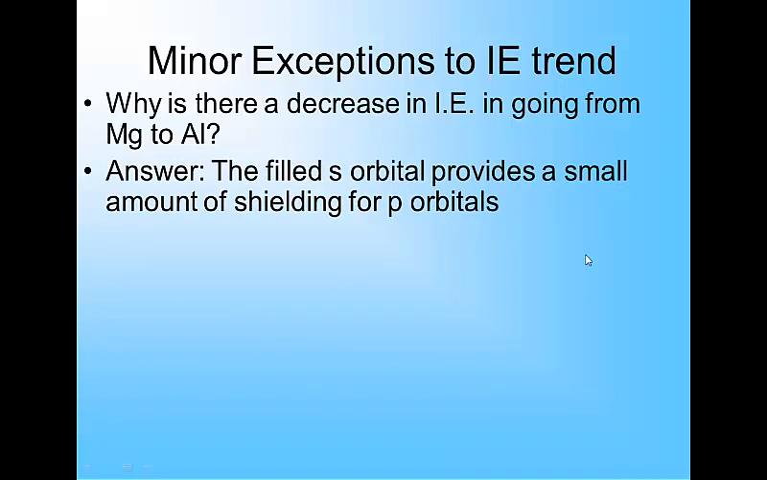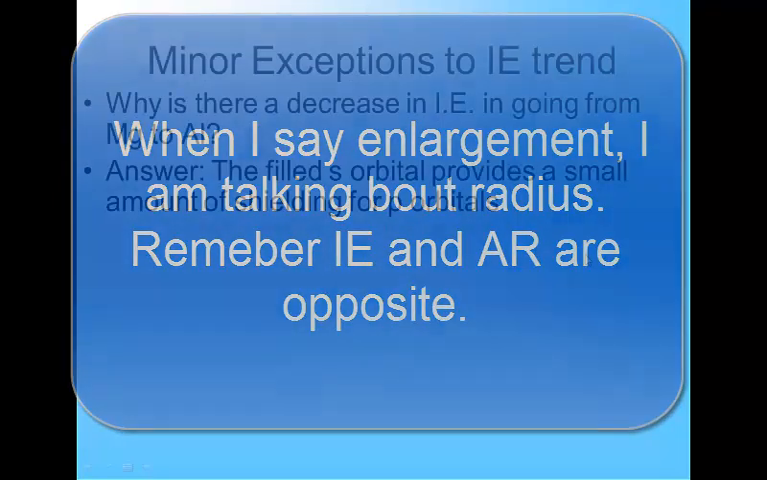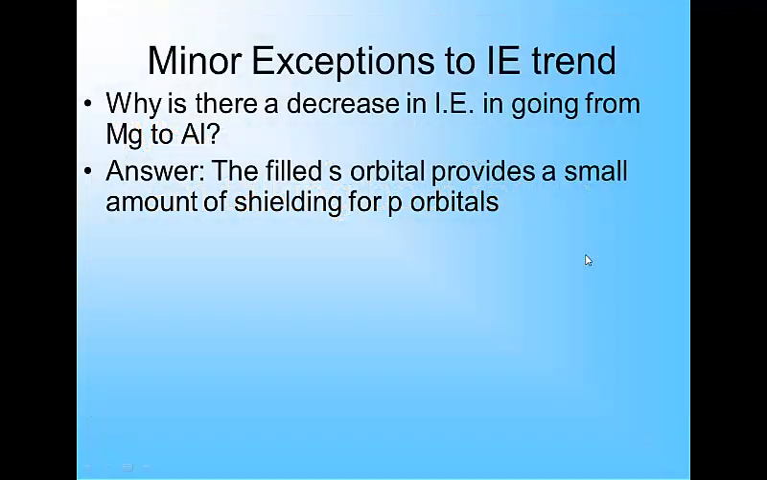Aluminum is going to be the first electron in the 3p, and that filled s orbital provides just a small amount of shielding for the p orbitals. So there's a little enlargement going on there. So you get just that little bit of a dip, and most of the time these little anomalies occur when you're first filling the p after filling the s or doubling up on electrons.